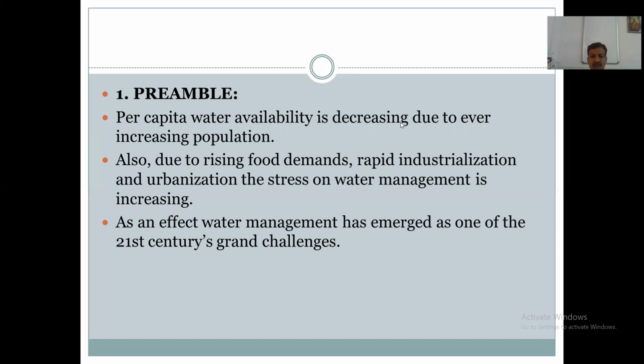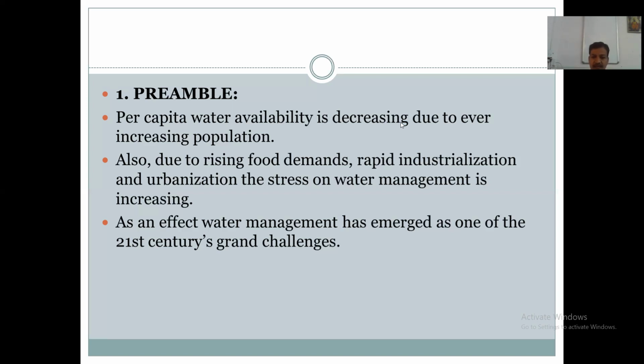So with the rising food demand, rapid industrialization, urbanization, the stress on the water management is increased. There is a scarcity of water due to increase in population, food demand. फूड डिमांड वाढलेलं आहे, इंडस्ट्रीज वाढलेले आहेत, इंडस्ट्रियलायझेशन झालेलं आहे, अर्बनायझेशन झालंय. Due to urbanization, industrialization, and increase in the food demand, the stress on the water management is increased.